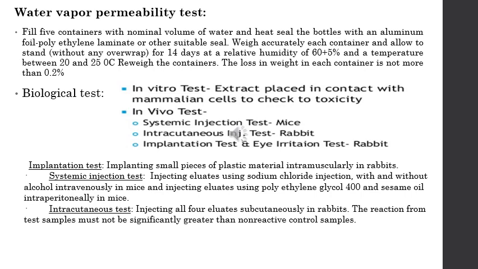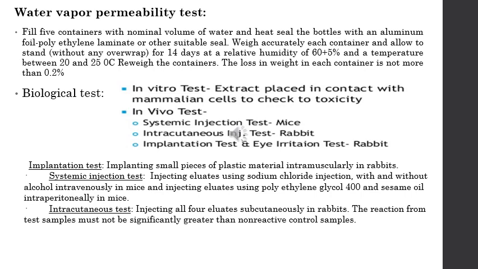Next is the water vapor permeability test. Here we take 5 containers with a nominal volume of water, heat seal it, or we seal it with other suitable means. Then we weigh the container and allow it to stand for 14 days at a relative humidity of 60 plus minus 5% and temperature of 20 to 25 degrees Celsius. After 14 days, again reweigh the container and check for loss in weight. So the loss in weight should not be more than 0.2%.